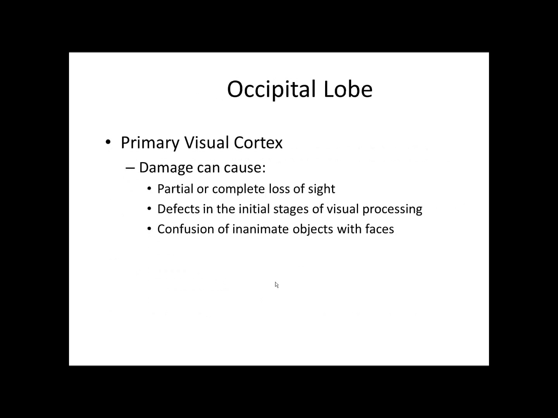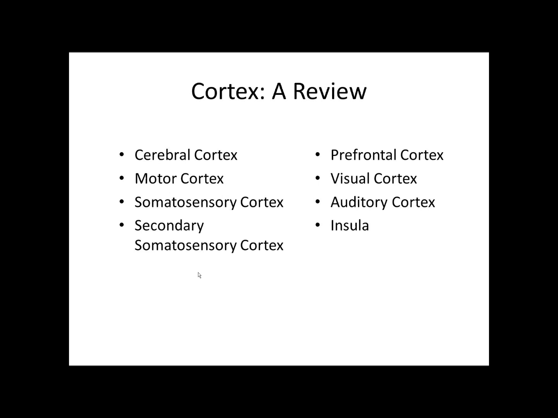So in the occipital lobe, we have the primary visual cortex, where damage can cause partial or complete loss of sight, and defects in the initial stages of visual processing can occur as well. Confusion of inanimate objects with faces and so forth. So let's review that a little bit. We've got the cerebral cortex, the motor cortex, the somatosensory cortex, the secondary somatosensory cortex, the prefrontal cortex, the visual cortex, the auditory cortex, and the insula.